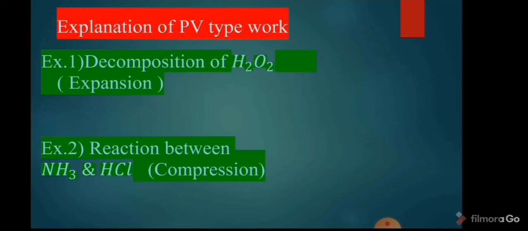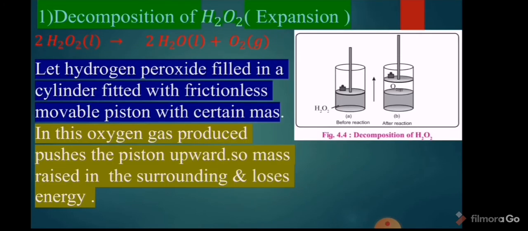Now, the explanation of PV type work. There are two types of examples. One is expansion of gas and another is contraction of gas. First, we can see decomposition of H2O2 as expansion of gas. Let hydrogen peroxide be filled in a cylinder fitted with a frictionless movable piston with certain mass as shown in figure. The reaction is like this. H2O2 decomposes into water and oxygen gas.